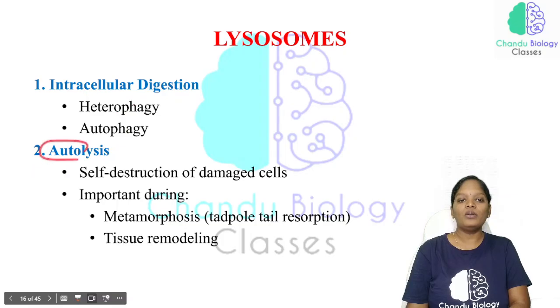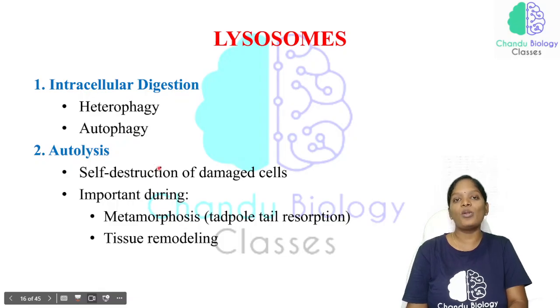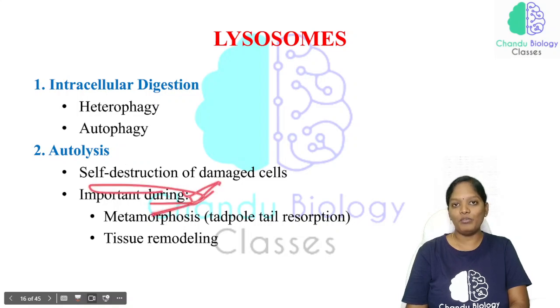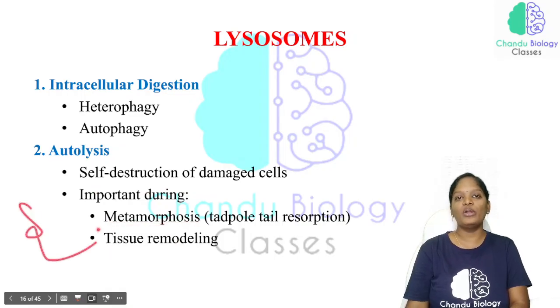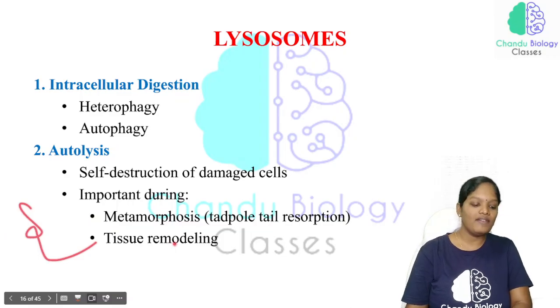Autolysis means they are destroying our own cells, but those cells are old. Those old cells undergo an autolysis process. This autolysis process is important during metamorphosis and tissue remodeling. At these times autolysis is very important.